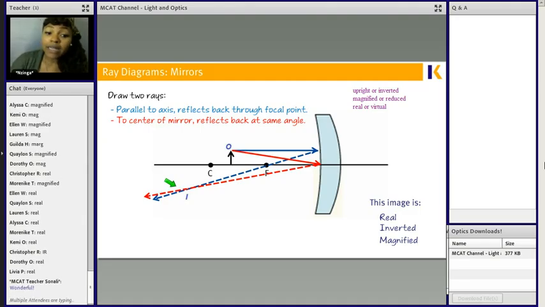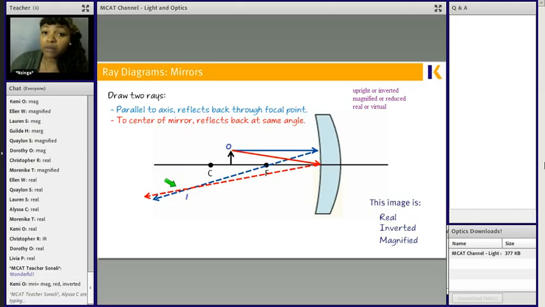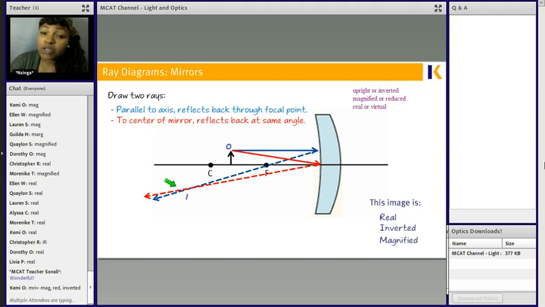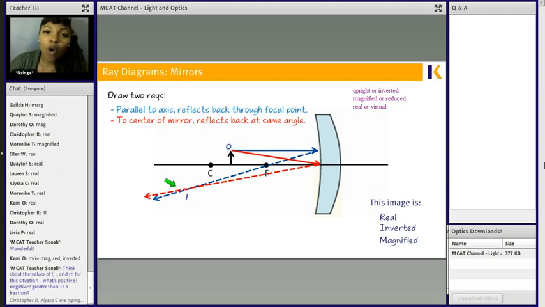So for test day, I want you to remember, if you have an object behind the focal point, the image is going to be real, it's going to be inverted, and it's going to be magnified. And a great thing for you to remember is that all real images are going to be inverted. You can think of that when it comes to the real images that are going to be transposed onto your retina. So as we know, all the real images, how do they show up on our retina before our brain puts them right side up?